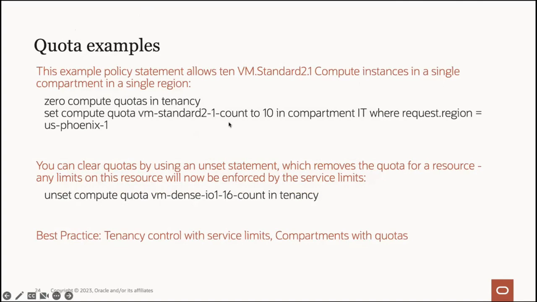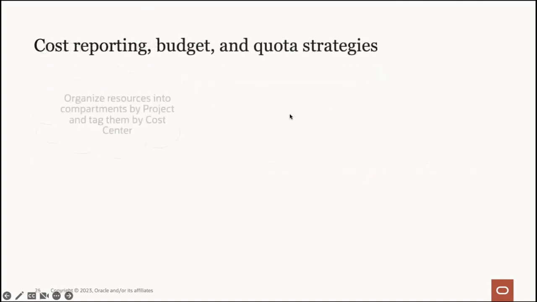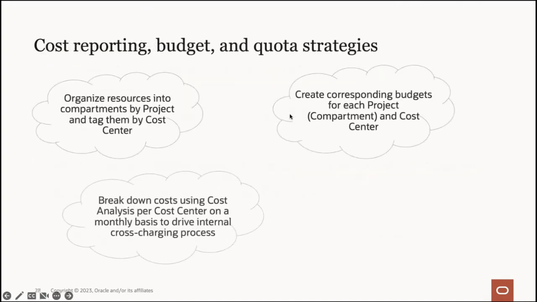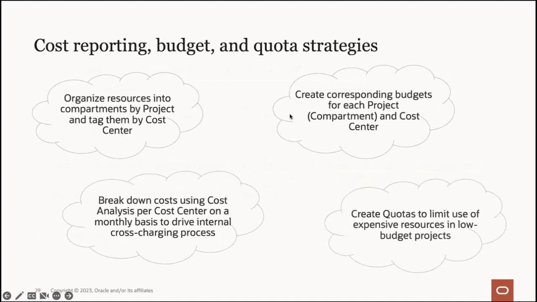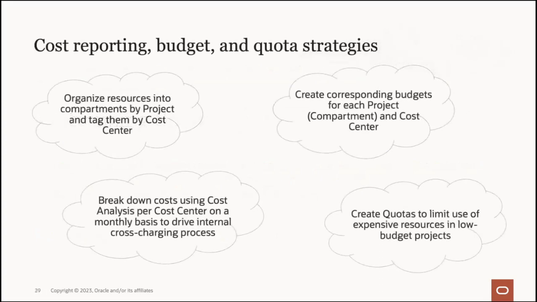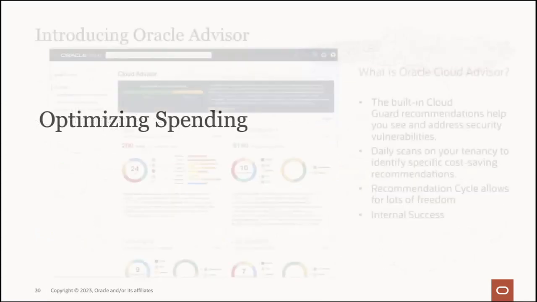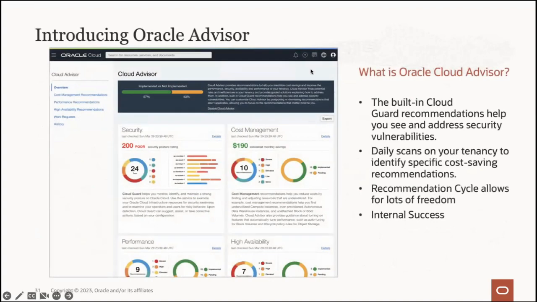Next slide, Larry. I think we can skip this very quickly in the interest of time. Cost reporting, budget, and quota strategies is about optimizing your spending. Let me quickly jump into the console, and I can talk about the Cloud Advisor as well as this one.